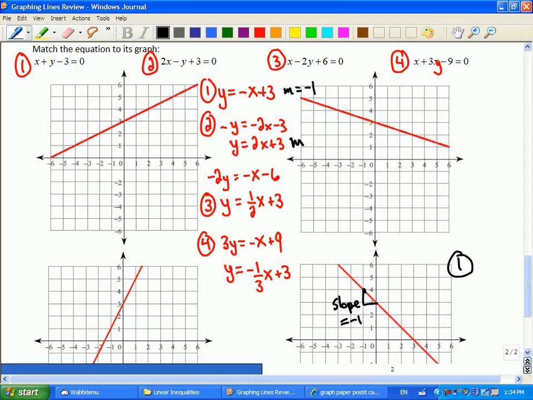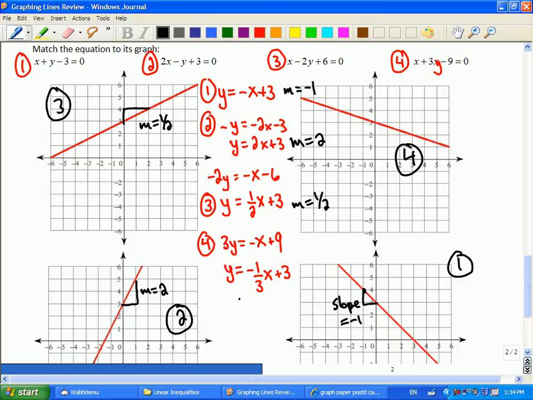This one here has a slope of positive 2. If the slope is positive, what's it doing? It's going up. So which graph could be going up with a slope of 2? Bottom left. See, this one goes up 2 and over 1, so this is equation number 2. This one here, the slope is a half. So it's this top one. It goes up 1 over 2. And that leaves us the last one as number 4, but we can verify that: if the slope is negative 1/3, I fall 1 and move over 3. So that's how they match up.